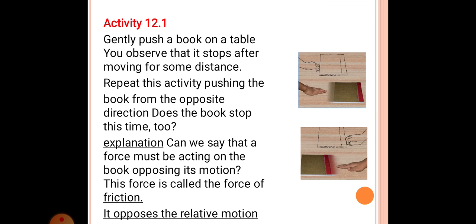To understand the chapter friction, let us start with an activity. To perform this activity, we need a horizontal table and a book. If we gently push a book on this table, after traveling some distance, it stops. Repeat the same experiment by applying the force in the opposite direction. Again, after traveling some distance, it stops.